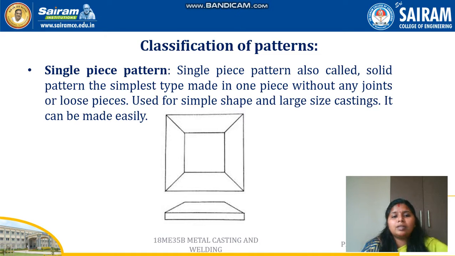So it starts with a single piece pattern. Single piece pattern means there are no extra pieces, only one piece. For example, a cube, where there is nothing to split. So it is a single piece pattern or a solid pattern. It is the simplest type, without any joints or loose pieces, used for simple shapes and large size castings. It can be made easily. This is an image of a single piece pattern. There are no extra components attached to it.